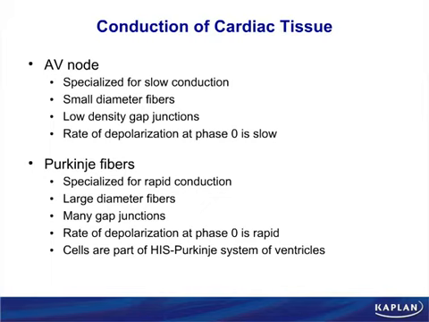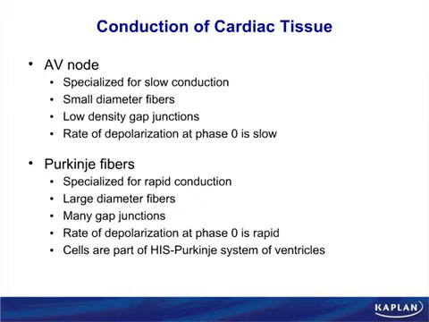Now our Purkinje cells, they're really specialized for rapid conduction. Boy, they move that thing fast. The idea is once we get it to the bundle branches, we have these Purkinje cells and Purkinje fibers to just send it through the ventricle very, very rapidly. Why? Well, just the opposite of the AV node. We have large diameter fibers, we have a lot of gap junctions, and the rate of depolarization for phase 0 is very rapid. Again, the upstroke of the action potential, or the slope of phase 0, is very high.